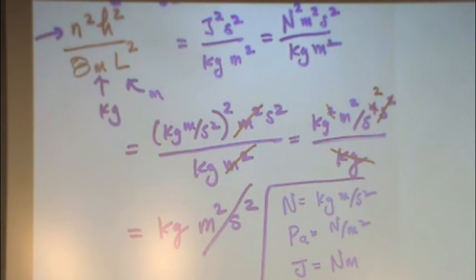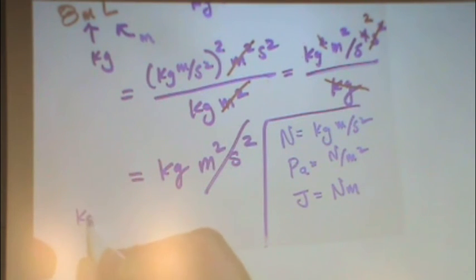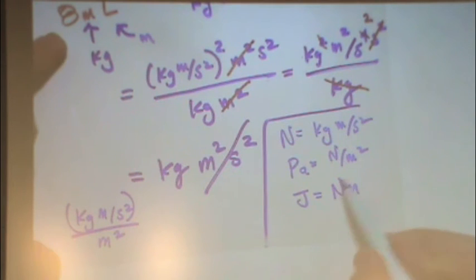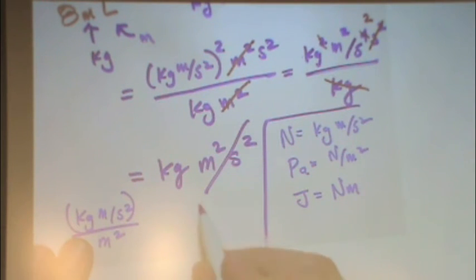Okay, what do you think this is? You think it's a pascal? Okay, let's take a look. That's a kilogram meter per second squared, all divided by a meter squared. I don't think that's going to work out. It's going to put a meter in the denominator. It's not a pascal. You think it's a joule? Yeah, it's a newton, one of these times one more meter. Yeah, it's a joule. It's going to end up being a joule.